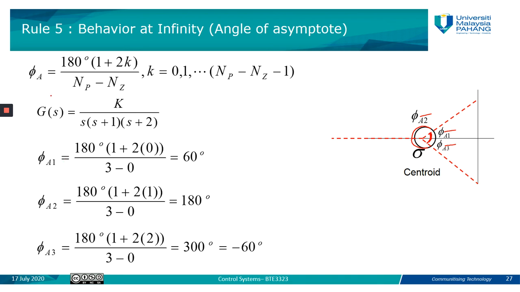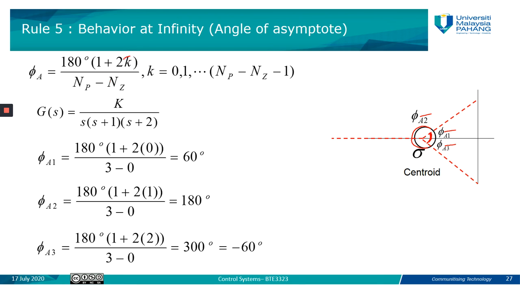Actually, the angle of asymptote is equal to an odd multiple of 180. So it's the same as the condition that we had before. So it will be (1 plus 2k) times 180 over the number of poles minus the number of zeros. The number of poles in the transfer function depends on how many finite poles we have, and likewise how many finite zeros we have.